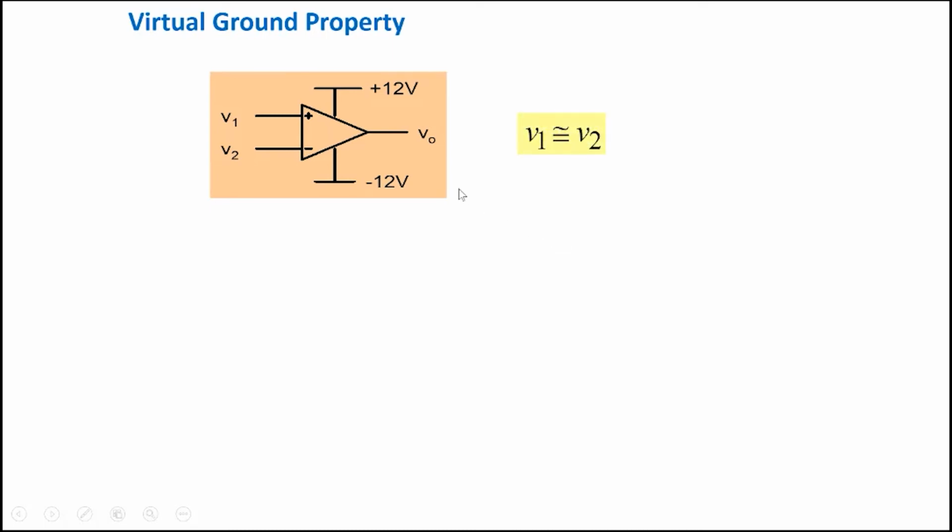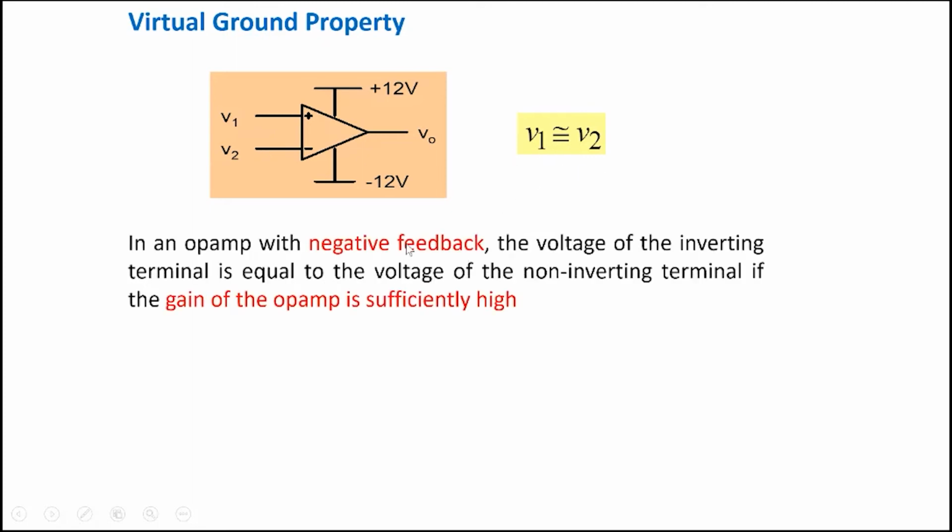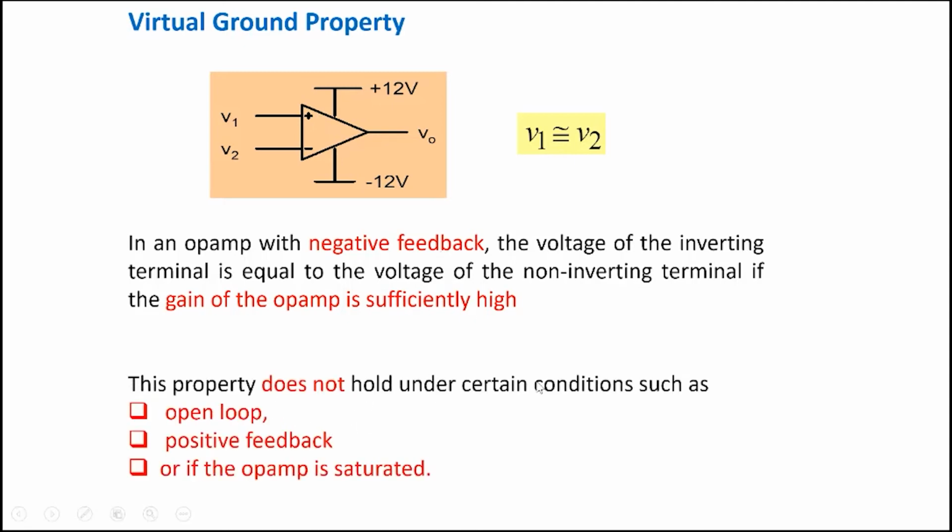All right, so the virtual ground property is this. When we use the op-amp under closed loop condition, what it effectively means is that V1 will be equal to V2. So we'll use that property. But only under negative feedback condition, not under open loop condition. This property will not hold under open loop or under positive feedback, or even if the op-amp is saturated. Because for this property V1 equal to V2 to hold, we require the gain of the amplifier to be very, very high. And when the op-amp is saturated, then V0 is not responding to V1 and V0 is not responding to V2 either. So it's no longer in that high gain region.